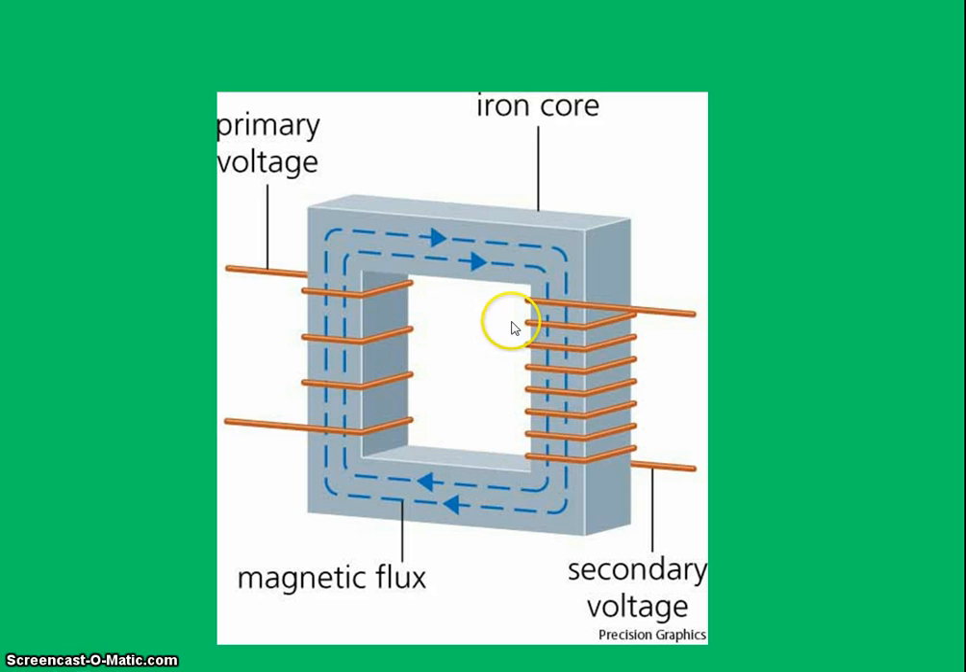And then here's another picture that's going to show you have fewer coils here, and a larger amount of coils here. So you have the primary voltage going in with a small amount of coils, and then you have the secondary voltage with a large amount of coils, and this would obviously be a step up transformer, which is the opposite of what we just saw.